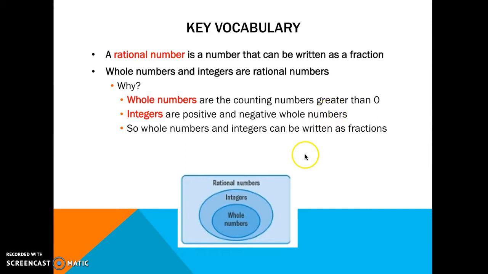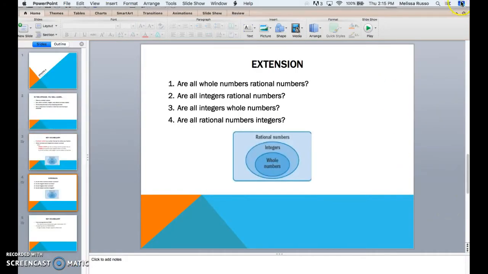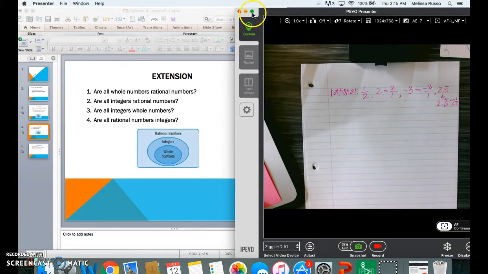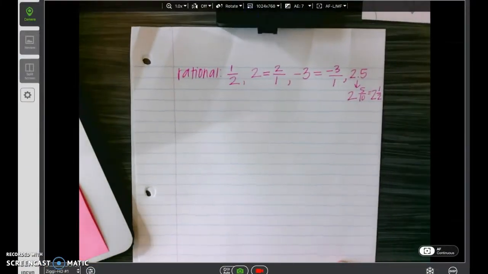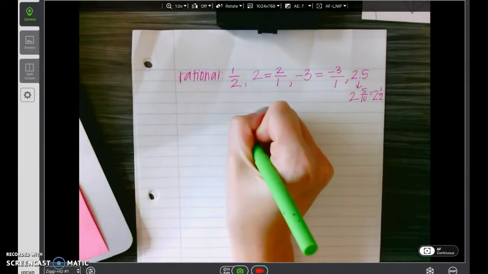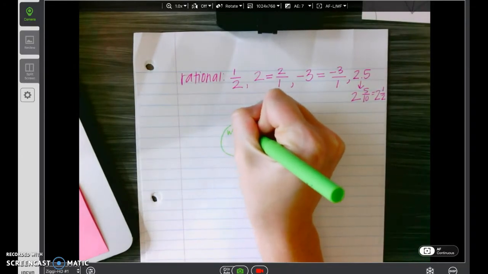So now I want us to look at this picture below here. And we're going to talk about what this picture actually means. Thinking about this picture here, we are going to talk about some examples, these questions here, to figure out which numbers fit into which section. So what I'm going to do first is I'm going to redraw this picture. And when I redraw this picture, I'm going to start with the smallest circle. So the circle that was in the middle of that picture, the smallest circle is whole numbers.